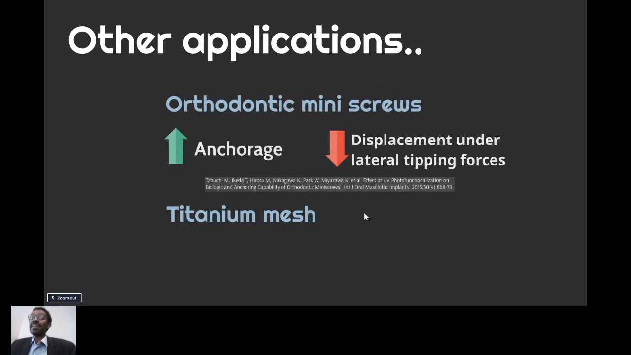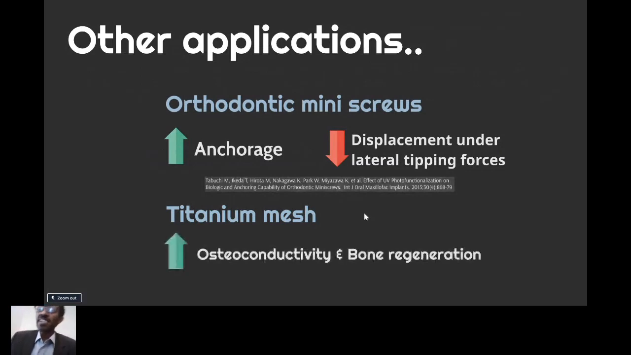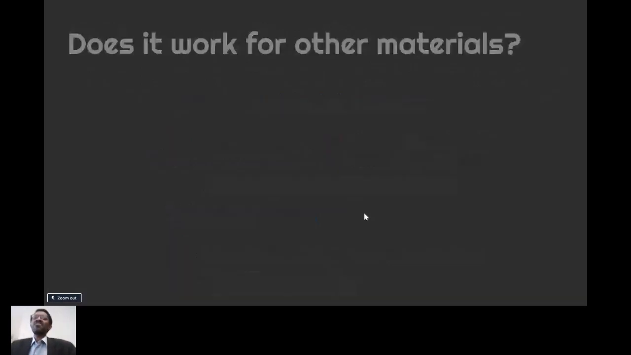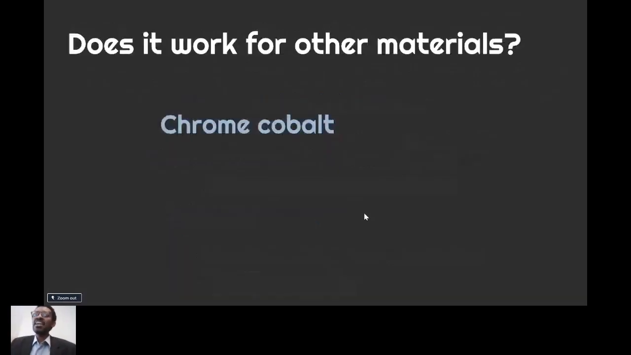Can I use it in titanium mesh if I want to do a bone graft, for example? Why not? If I can photofunctionalize my titanium mesh and guarantee better cellular response and better cellular growth, why not? It's also titanium. It is the same effect: increased osteoconductivity and increased bone regeneration.